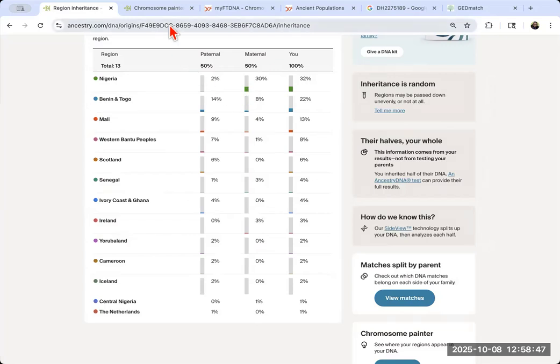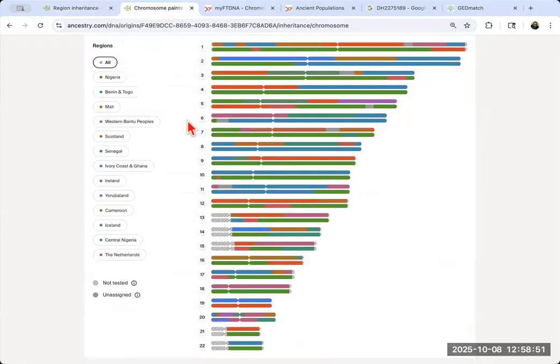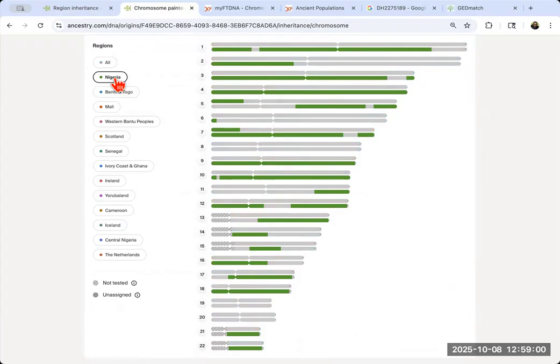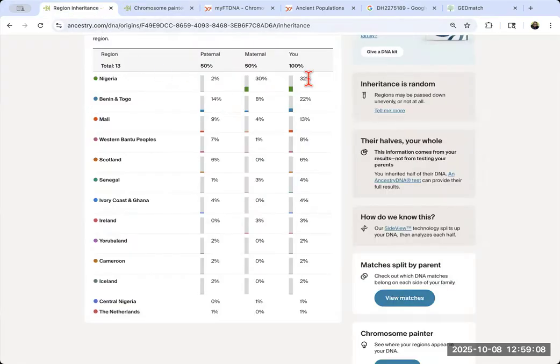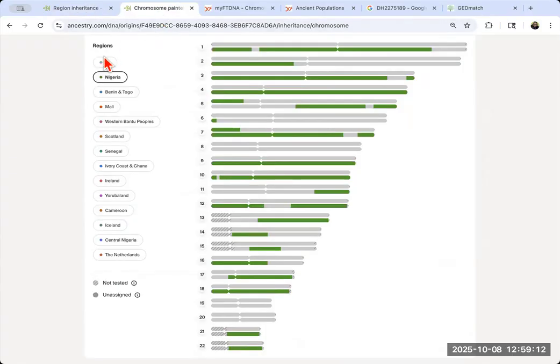That's going to be one. But one thing to note when looking at the regions, you also need to go in and look at the chromosomes and how they make up said regions, because that's where they're getting the percentage of regions from. As you can see, when you click on Nigeria, it shows the chromosomes that show those regions, which gives us that 32% for this particular client. So that's going to be one.